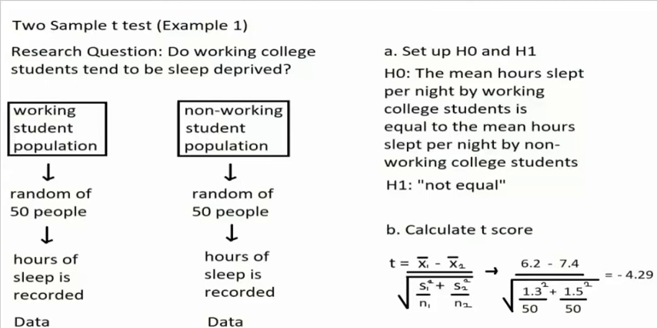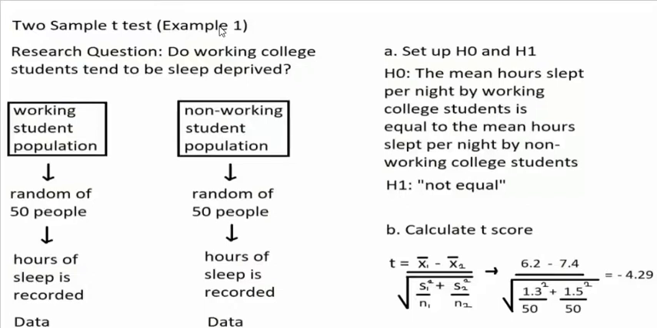Welcome back. In this video, I'm going to walk you through a few examples of the first method of running a two-sample t-test, which is called the critical value method. In the critical value method, you calculate a t-score using a formula, and then you look up the critical value in a table, and then you compare the t-score to the critical value, and then you make a decision. So here's our first example.